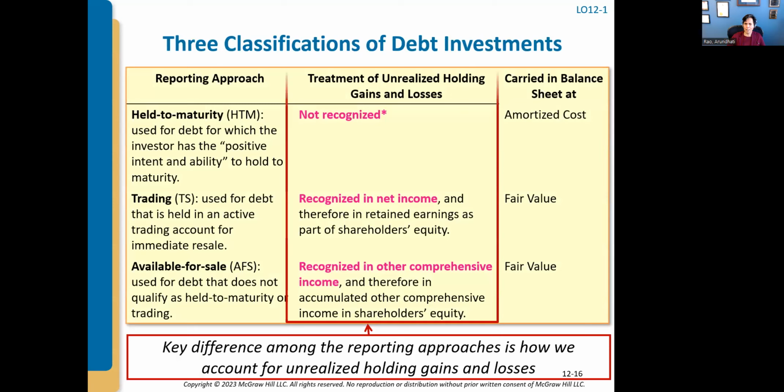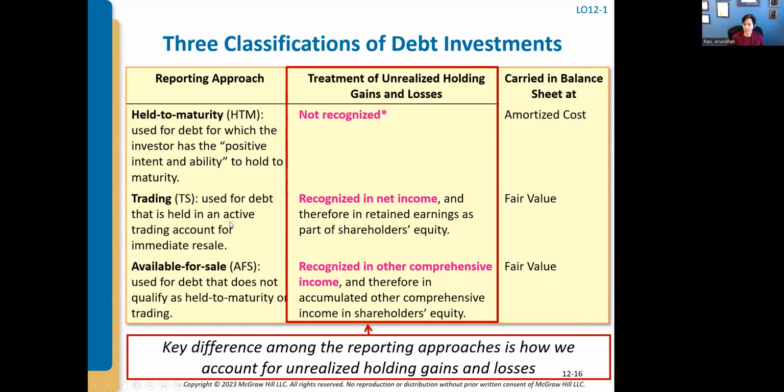And just try and summarize once again the three classes of investments. So I've invested in the debt of another company, bonds of another company. Bonds are long-term, but I don't have to keep my money there long-term. As long as there's a market for it, I could sell it at any point in time. But what is my intention? If I have a positive intention and ability to hold to maturity, I'll call it held to maturity. Unrealized holding gains or losses are not recognized. In the balance sheet, it's at amortized cost.